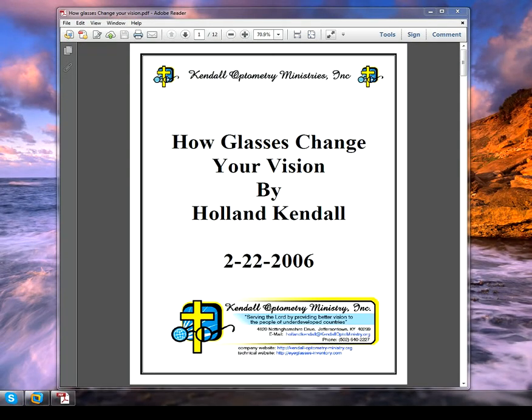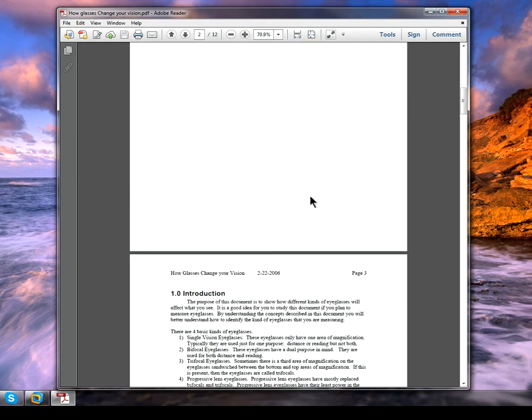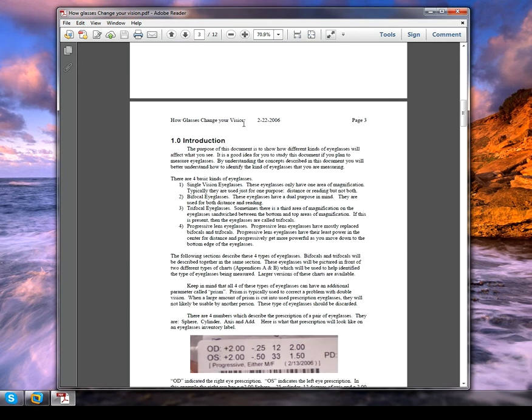In tab number 3 of your training manual, there's a document called How Glasses Change Your Vision, as you see here. There are 4 different basic types of glasses.